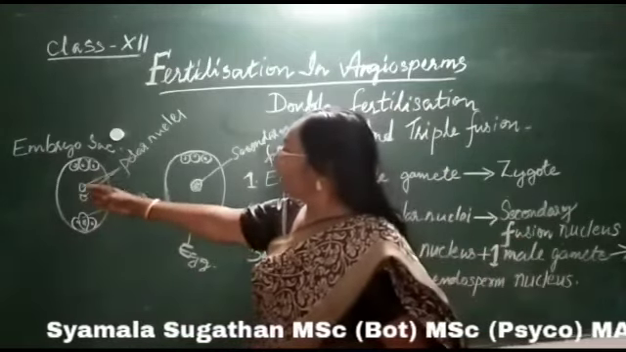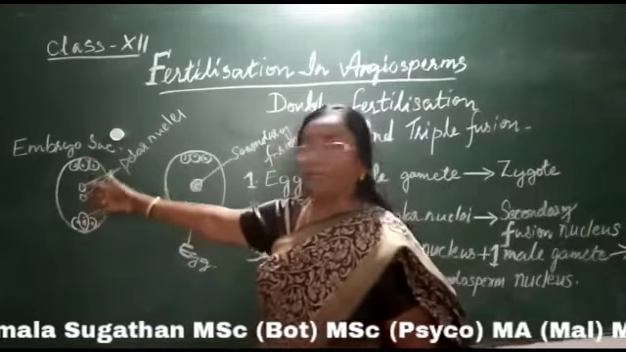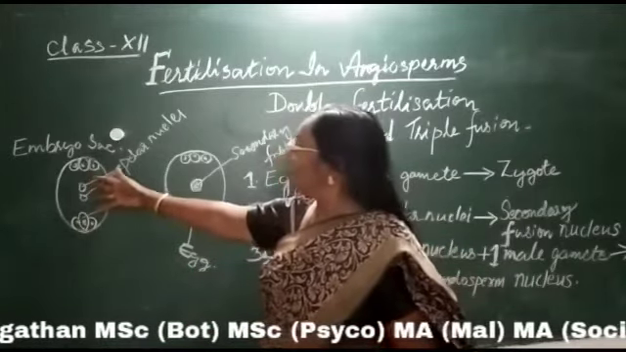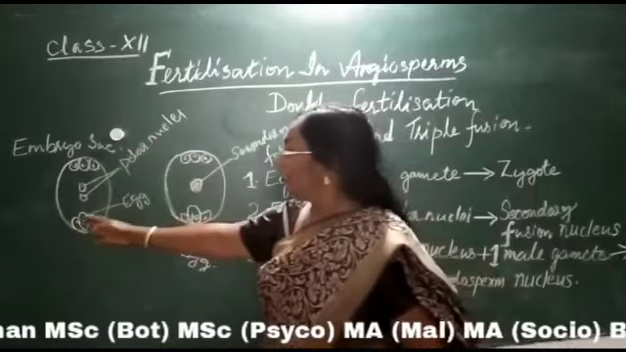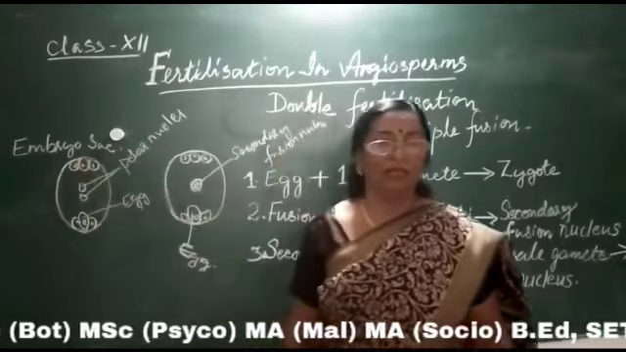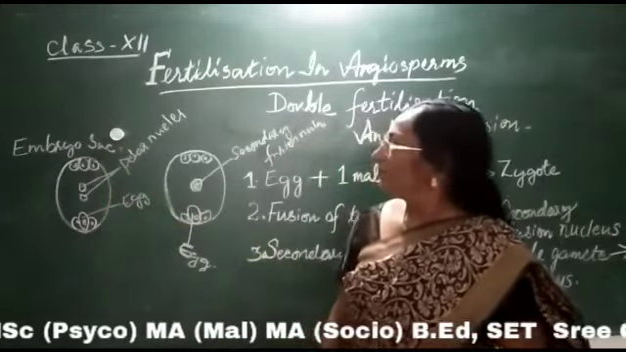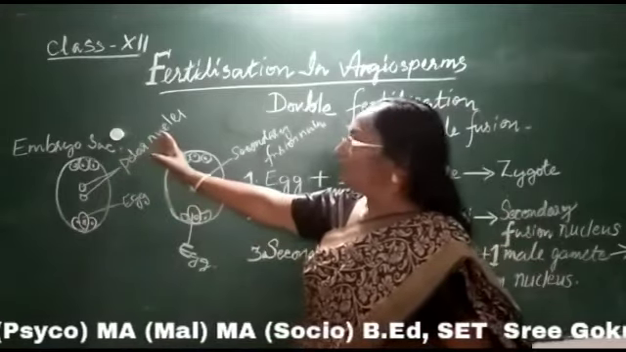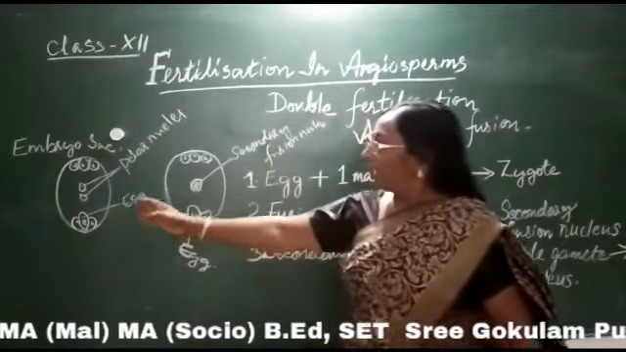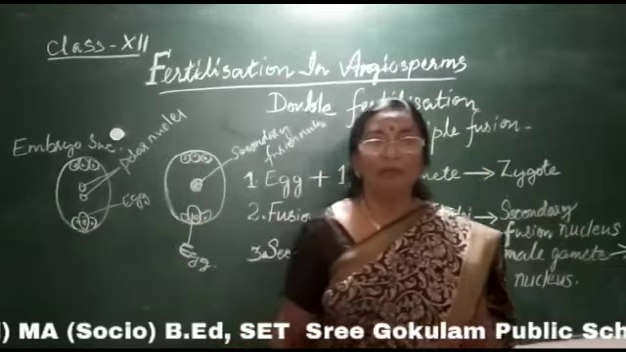Here we can see the embryo sac or female gametophyte, when it is in the 8-nucleated condition. Two centrally placed nuclei are there, called polar nuclei. Then one egg apparatus, the egg and synergids, and the 3 antipodals. At the time of fertilization, the polar nuclei fuse together and form the secondary fusion nucleus. And the egg fuses with one of the male gametes.